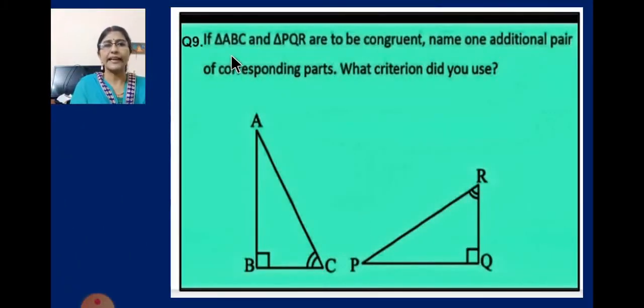Now question number 9. If triangle ABC and triangle PQR are to be congruent, name one additional pair of corresponding parts. What criterion did you use? So you can see here these are the two triangles given and they are to be congruent. But you need one additional pair of corresponding parts. Now here you can see this angle is equal to this angle, both are 90 degrees. And this angle is also equal, angle C is equal to angle R. But we need one additional pair. So let us see how to do this.